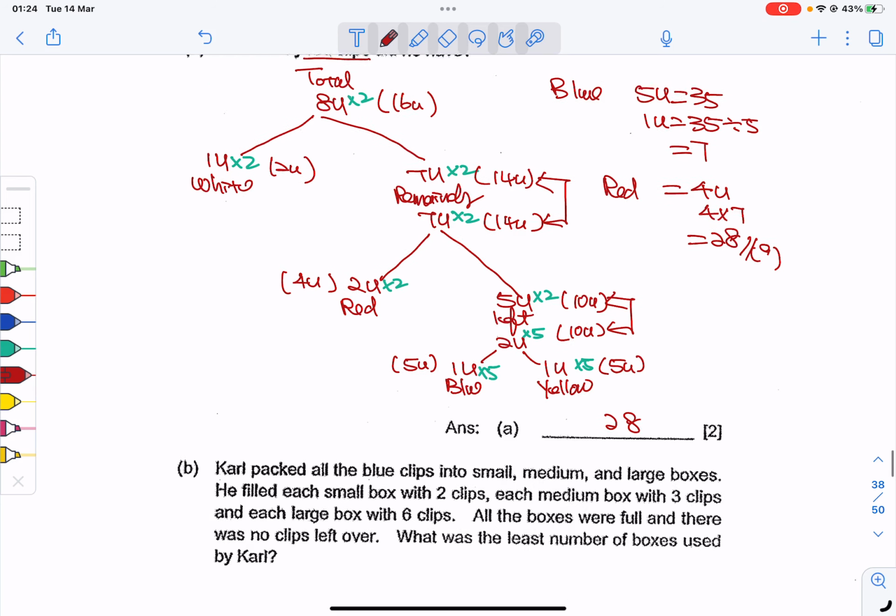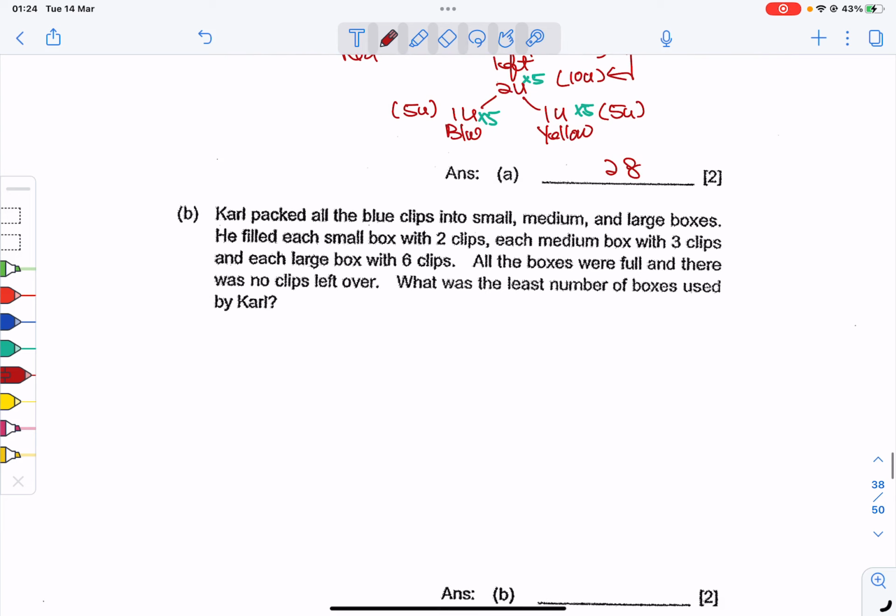He filled each small box with 2 clips. So small box, we have 2 clips. Okay, each medium box, we have 3 clips. And each large box, we have 6 clips. All the boxes were full and there's no clip left over. What was the least number of boxes used by Carl?